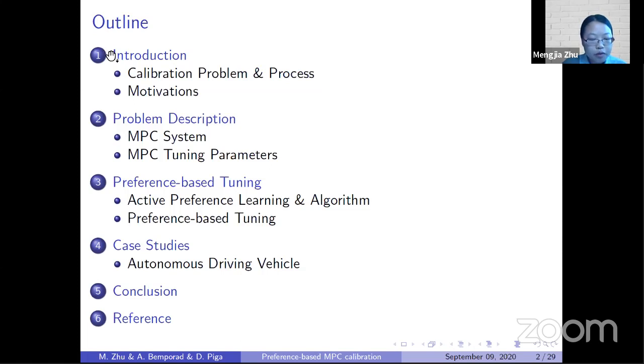Here is a brief outline of the talk. First of all, I would like to give a brief introduction of the calibration problem and the process, as well as our motivations. Then I will give a formulation of the MPC system and the tuning parameters. Following that, I will introduce a preference-based tuning method. And lastly, a case study of an autonomous driving vehicle will be discussed and some conclusions will be drawn.